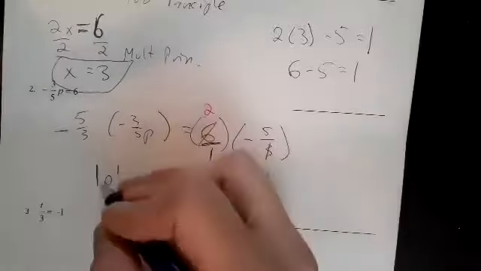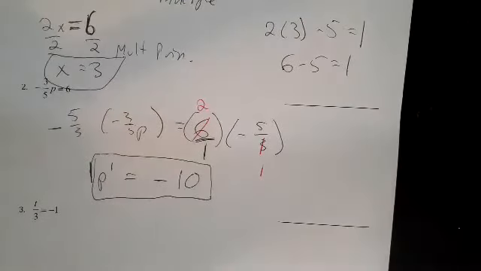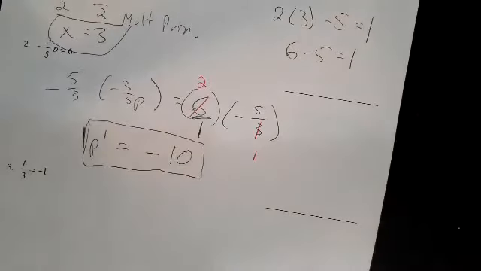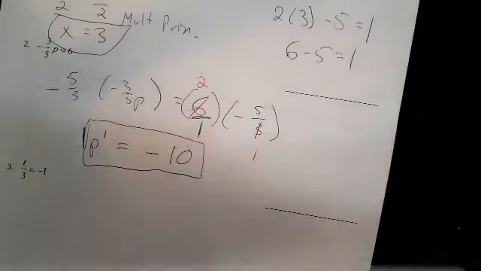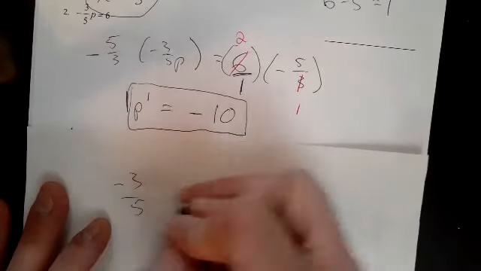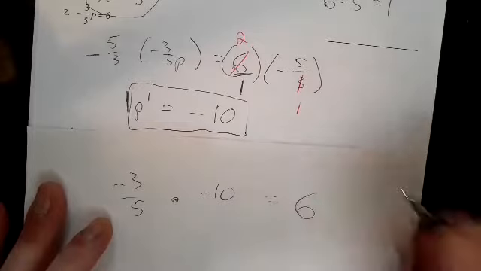So p equals a minus 10 should be your solution. If we want, we can always check our solution. A solution is something that makes the original statement true. So if we want to check the solution, we have a minus 3/5. We want to multiply that by a minus 10, that equals 6.